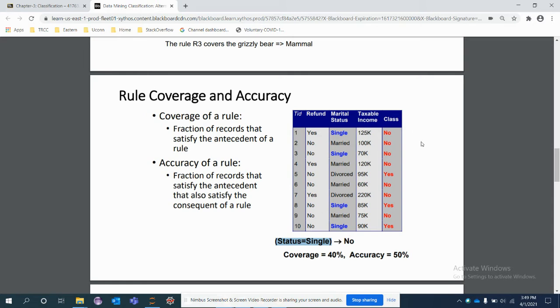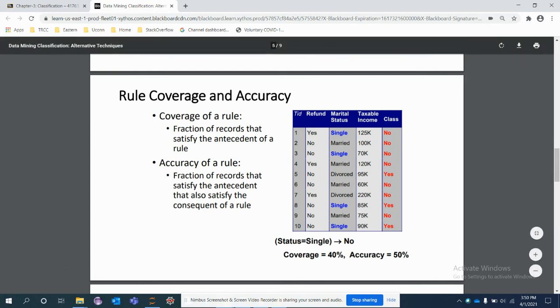And D will be equal to the number of instances there are. So here in the data set, the coverage is 40%, since 4 of the 10 instances support the rule antecedent that we have here: single, single, single, single. And the accuracy is 50% because out of 4 instances, only 2 are covered by the rule for the first one and this one, and these 2 are not covered by the rule. We are not getting the class predicted level as no, rather we are getting yes. Because of that, the accuracy is 50%.